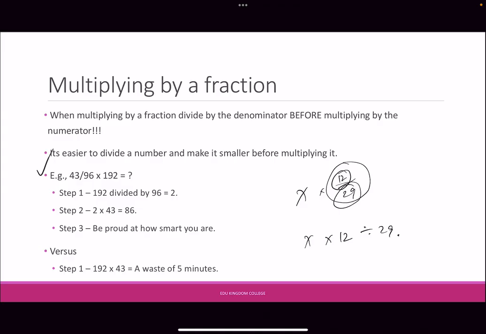For example, we have 43 over 96 times 192. If I multiply by 43 first, that'd be very difficult. It would take me a while to do it. But if I divide by 96 first, what I'm going to get is 43, and then I'm going to divide 192 by 96, which is equal to 2. Now 2 times 43 equals 86, and that was quick maths, you could probably do that in your head. Versus if we did 192 by 43 first, it's a waste of time. So always divide first, because then you get smaller numbers that make it easier to calculate things in your head.